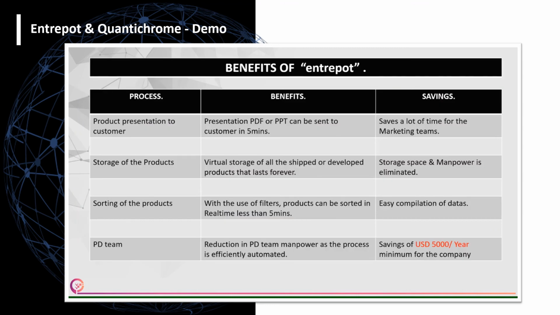As you can see here, our software Entrepo brings a lot of benefits to the organization in terms of monetary and manpower savings. It also gives the company a long-lasting virtual product database that can be accessed 24/7.